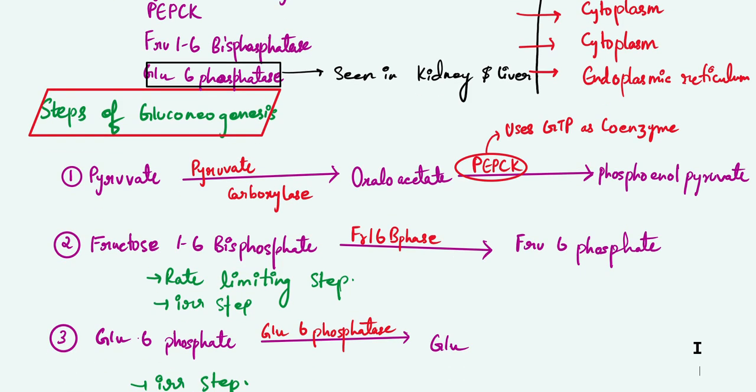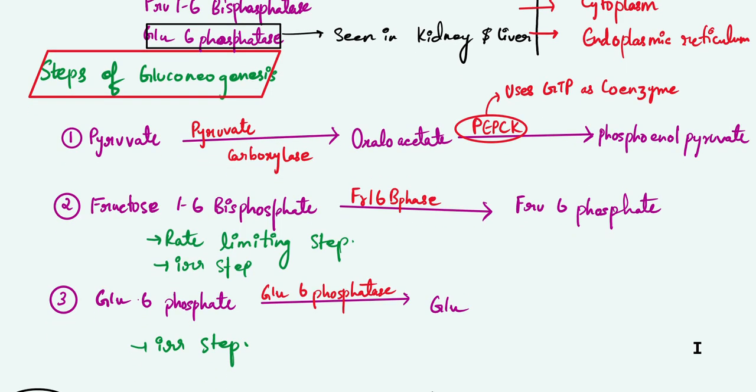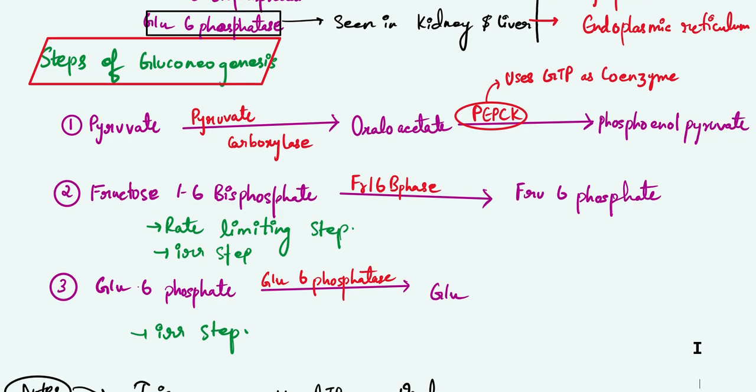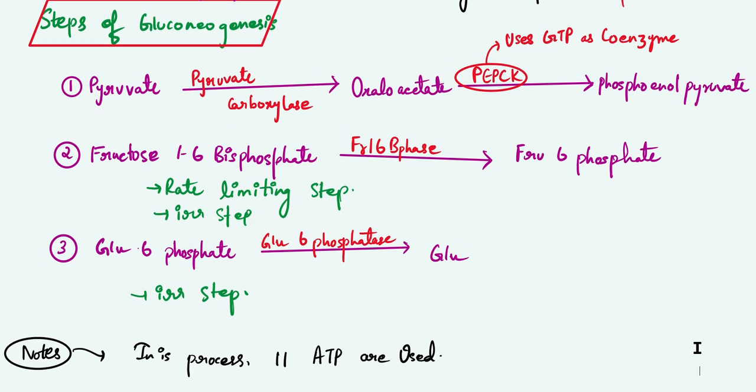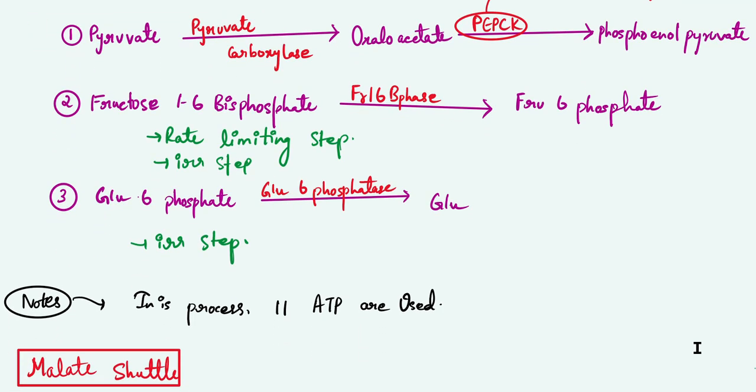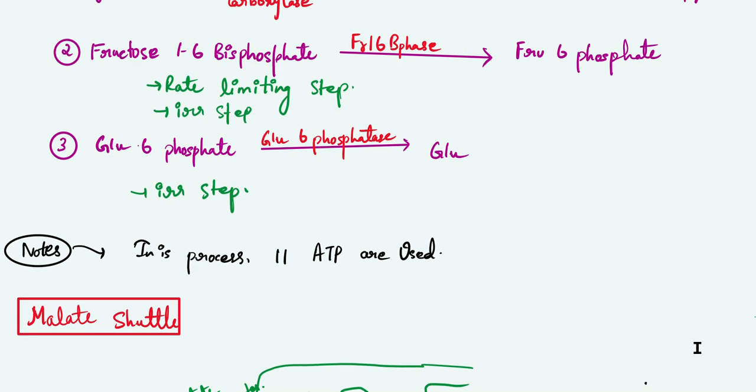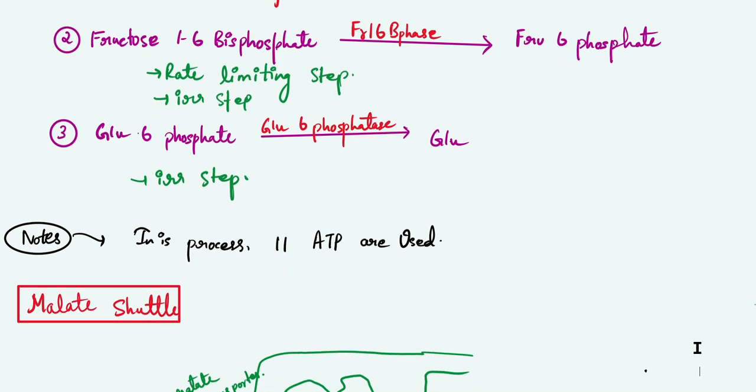Then we have the second step, in which fructose 1,6 bisphosphate is converted to fructose 6 phosphate by the enzyme fructose 1,6 bisphosphatase. This is important because it is a rate limiting step and an irreversible step. The third step is the conversion of glucose 6 phosphate to free glucose, which is also an irreversible step, catalyzed by the enzyme glucose 6 phosphatase. In total, 11 ATPs are used in this process.